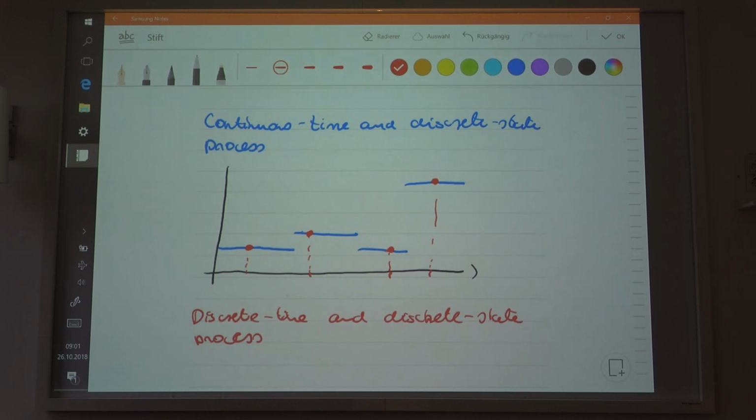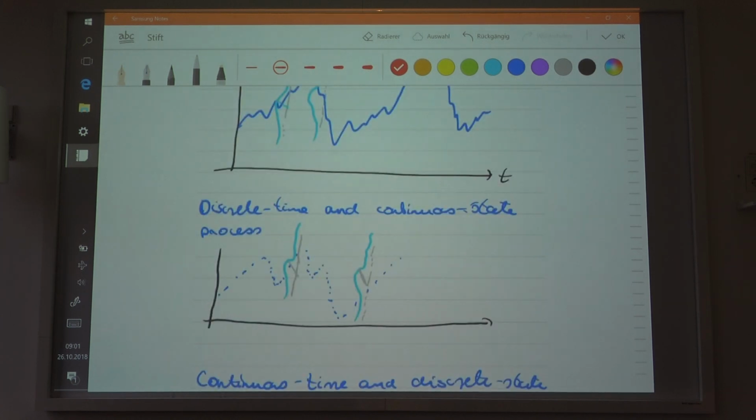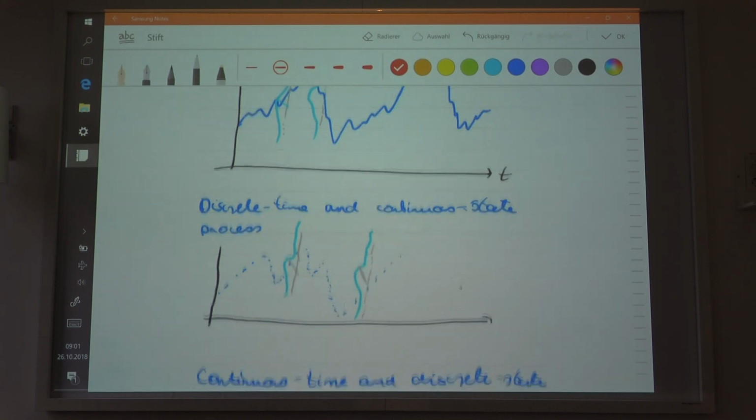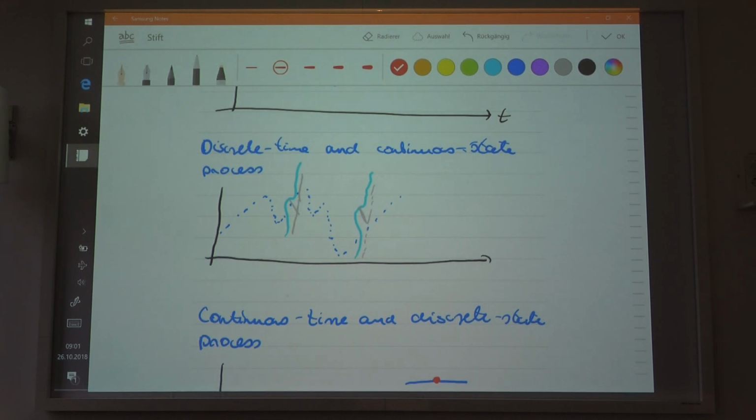Now in this setup, we're going to talk about the discrete time continuous state process. This is what we're going to look at in time series analysis. So we have just certain points of time, maybe 0, 1, 2, 3, 4, 5. And we can assume that the random variable, which relates to the stochastic process, is of course a continuous one.